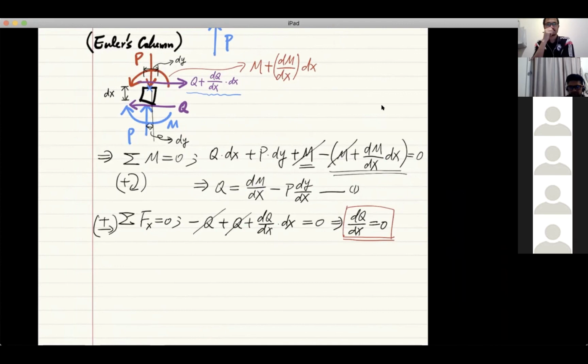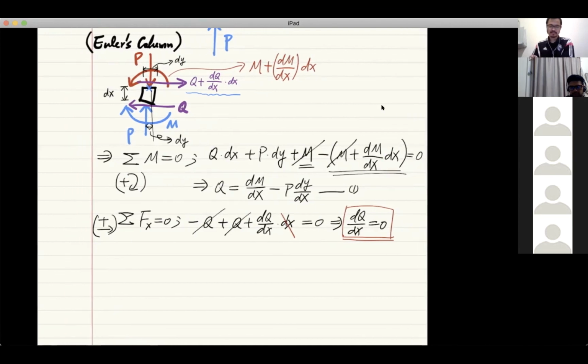And please understand that dq is 0 is different from dq/dx being 0. Because here, what we're going to argue is that because dx is not 0, that's why we can cancel out this dx from here. This dx is canceled out because dx is not 0. So that's different from saying that dq is 0. Please understand these two are different. Okay. Now, this is the second expression we have.